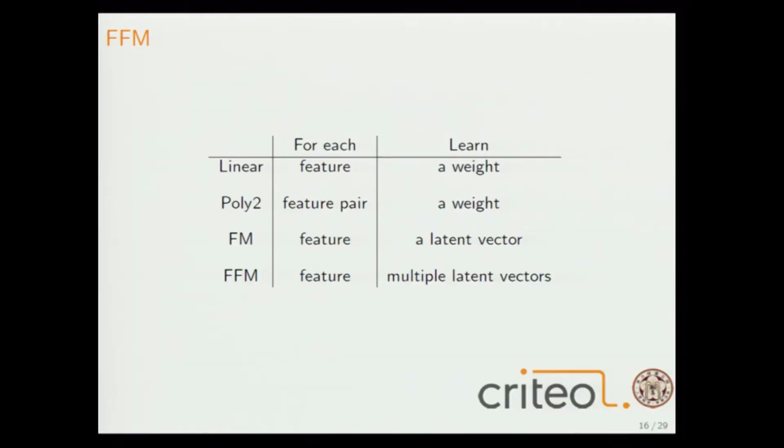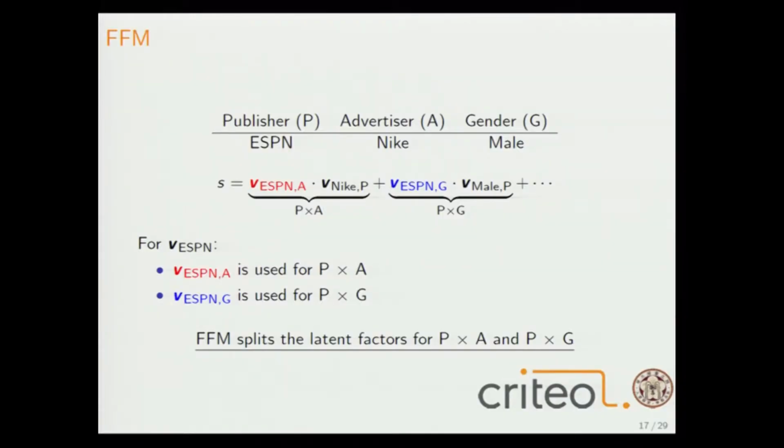So the idea of FFM is that we want to split the latent vector. In FM, for each feature, we only have one latent vector. In FFM, for each feature, we have multiple latent vectors. So for ESPN, now we have V_ESPN,A and V_ESPN,G. This V_ESPN,A is used when you are learning the latent vectors between publisher and advertiser.